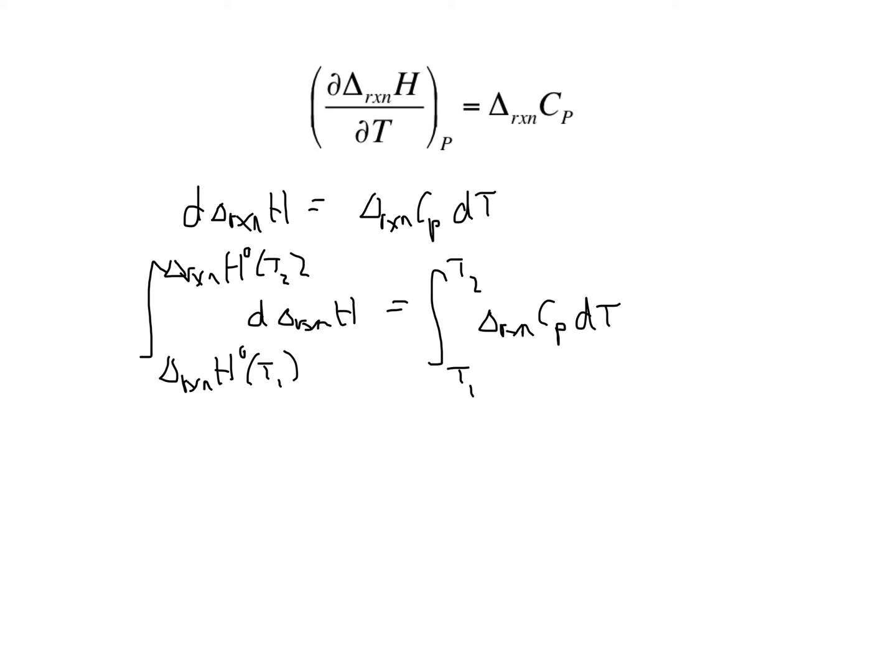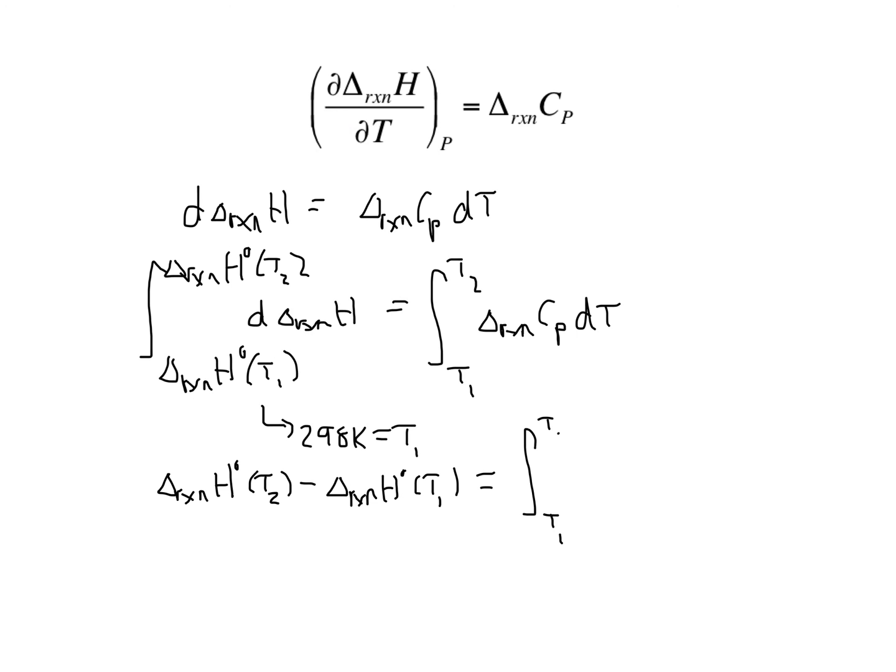Since delta H's of formation are typically tabulated at 298 Kelvin, it's convenient to use 298 as my starting temperature. The left-hand side of this integrated equation is delta H of reaction at T2 minus delta H of reaction at T1, or typically 298 Kelvin. That will be equal to the integral from T1 to T2 of delta C sub P of reaction dT.